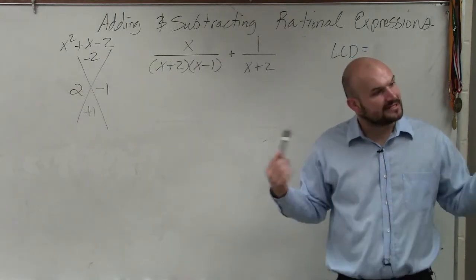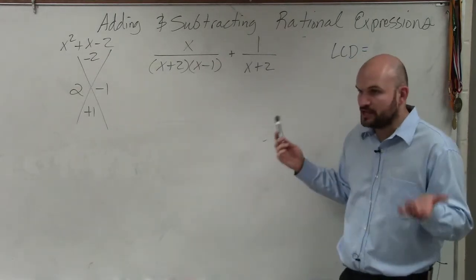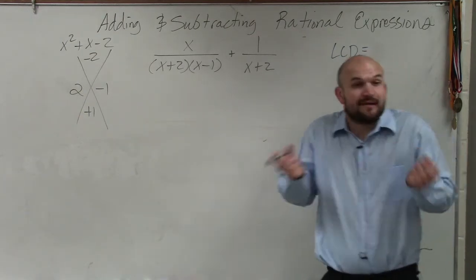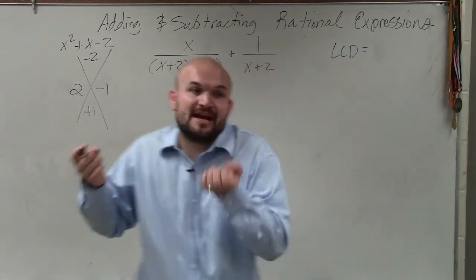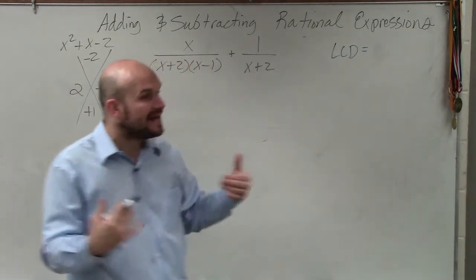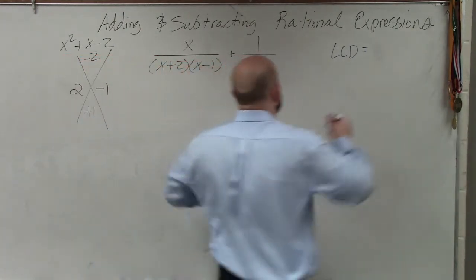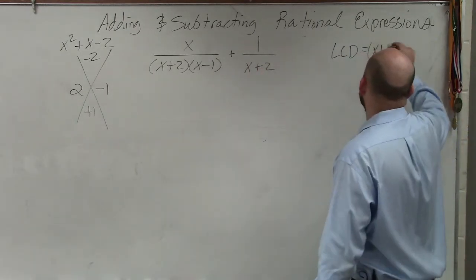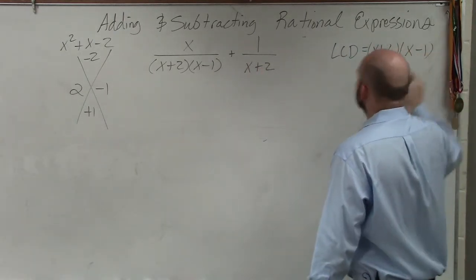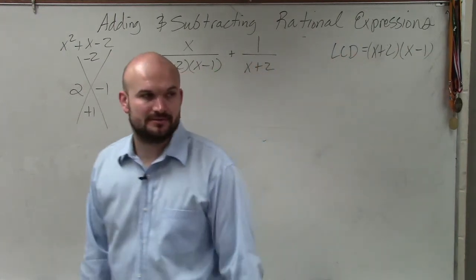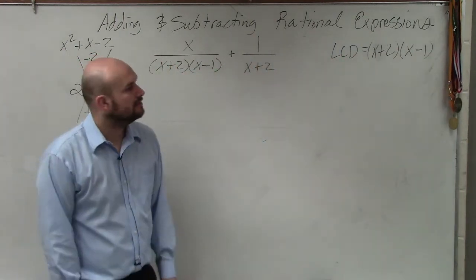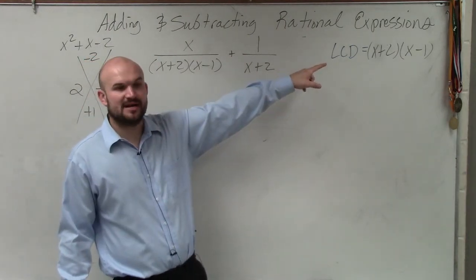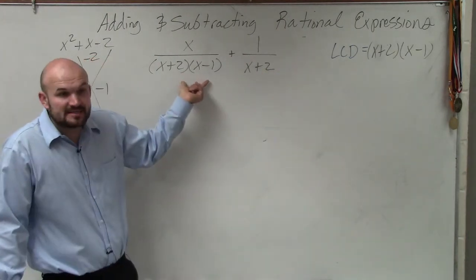So now you guys can see, what do they both share in common? Well, they both have an x plus 2 in common, right? But for them to be common, they're going to have an x plus 2 and an x minus 1 to be in common. So your common denominator is not this times this, but in this example, your common denominator is x plus 2 times x minus 1. Because do they both divide into x plus 2, x minus 1? Yes, this is the common denominator.